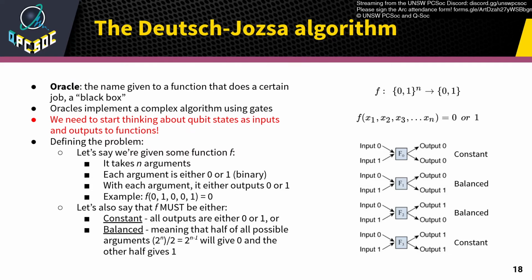So this is a function where n is equal to 1. So it only takes one argument, which can either be 0 or 1. It's constant if when you input 0, it outputs 0, and input 1, it still outputs 0. It's also constant if you input 0 and it outputs 1, and input 1 and it still outputs 1. However, it's balanced if one of the outputs is 0 and the other is 1, as shown here.